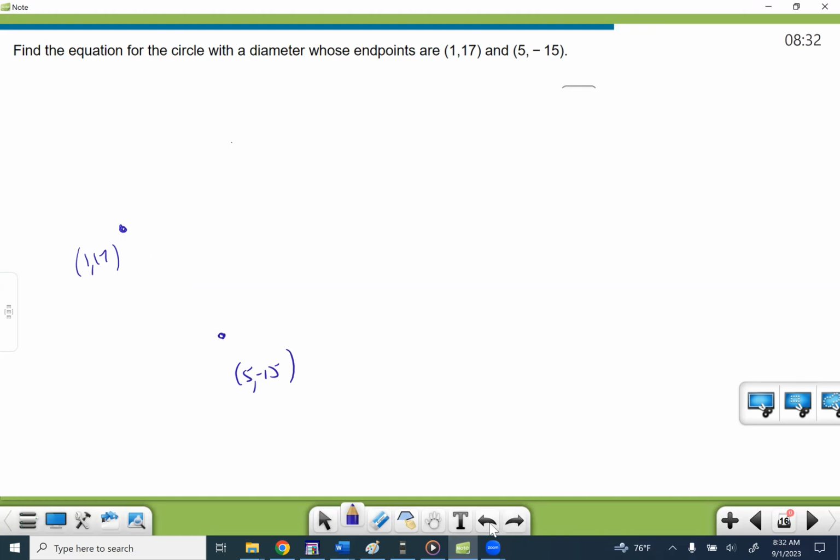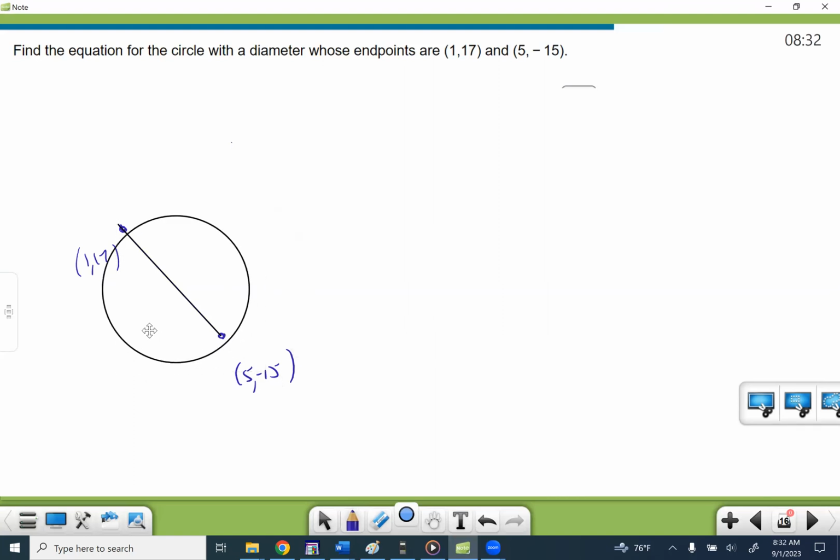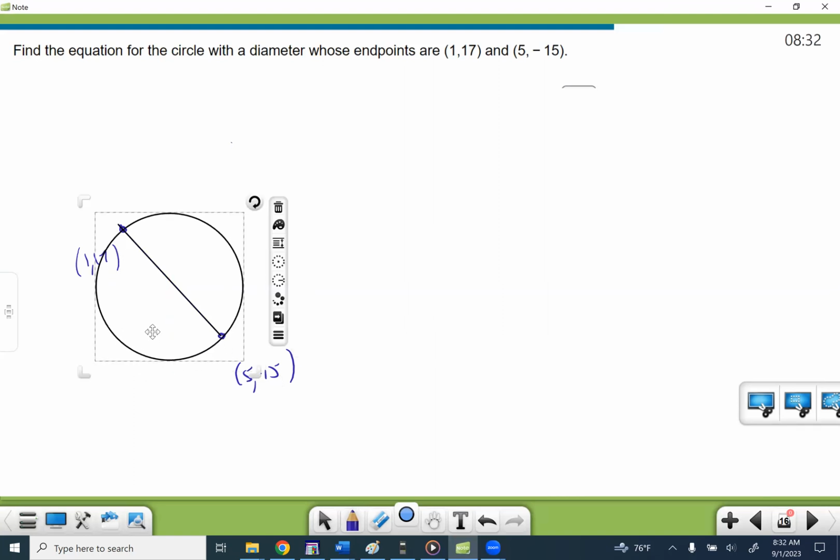Try to actually make this pretty. So these are the diameter. Remember, the diameter goes all the way through a circle. So this could be what our circle looks like. The things that we need to write the equation of a circle, I'm going to write down the formula for the equation of a circle.